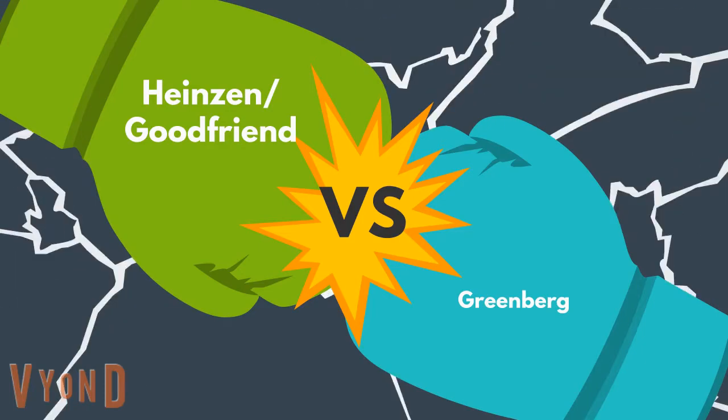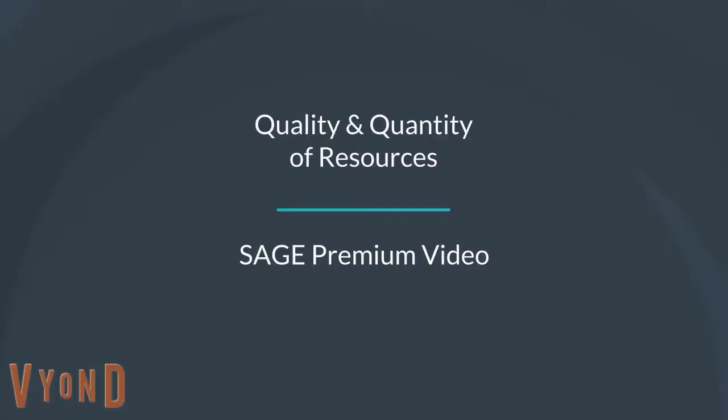Round 4, Heinzen v. Greenberg. Greenberg users are really unhappy with the book's resources. There are errors in its test bank and a limited number of test questions available. The PowerPoints are awful. You'll want to focus on selling Heinzen Goodfriend resources.